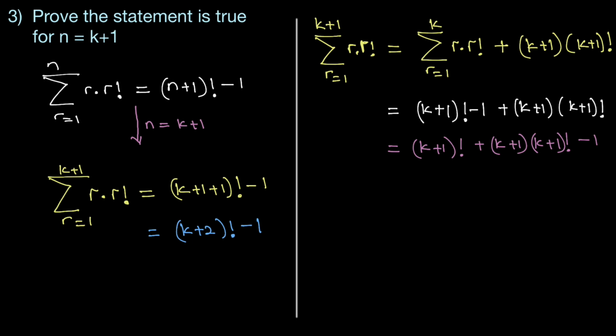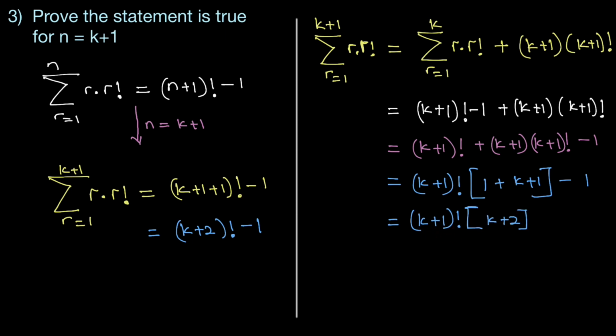To make it easier to see, we're going to take a common factor between these two terms. That's (k+1) factorial, so that would be 1, plus what's left, (k+1), then minus 1. That's the minus 1 here. Now we can simplify it. We get (k+1) factorial times (k+2), then minus 1. So the problem is this one here.